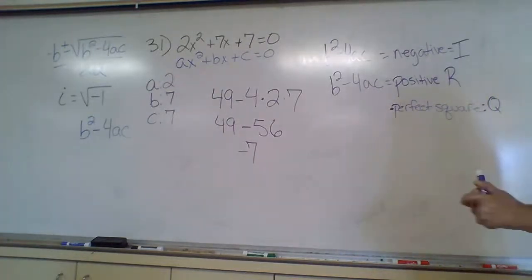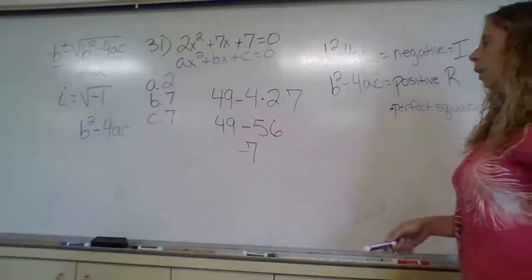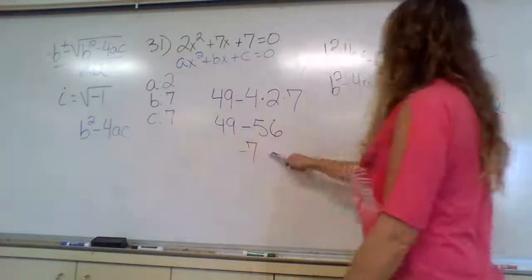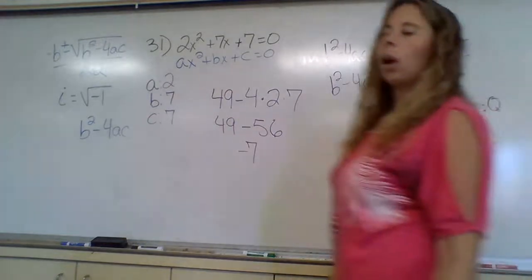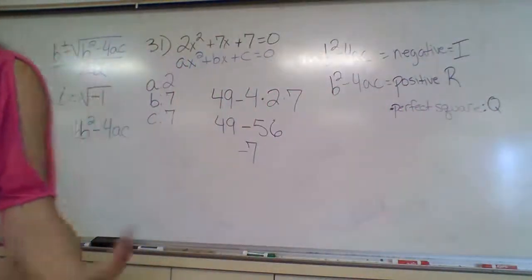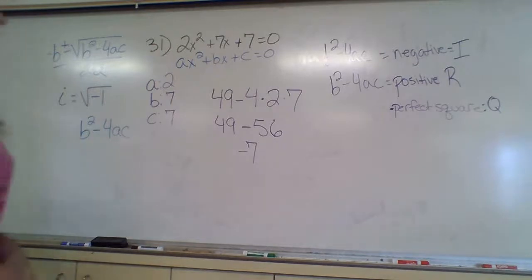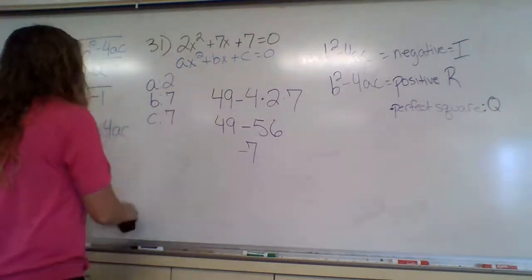Okay. So, number 31, the discriminant is negative, therefore it is imaginary. Your roots are imaginary, or complex. You could use either one. You could write imaginary or complex. Alrighty, let's do another one.